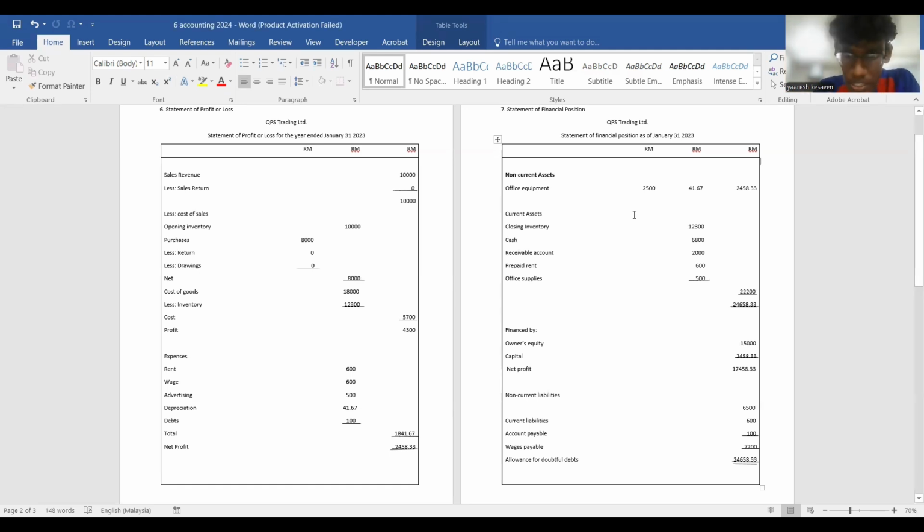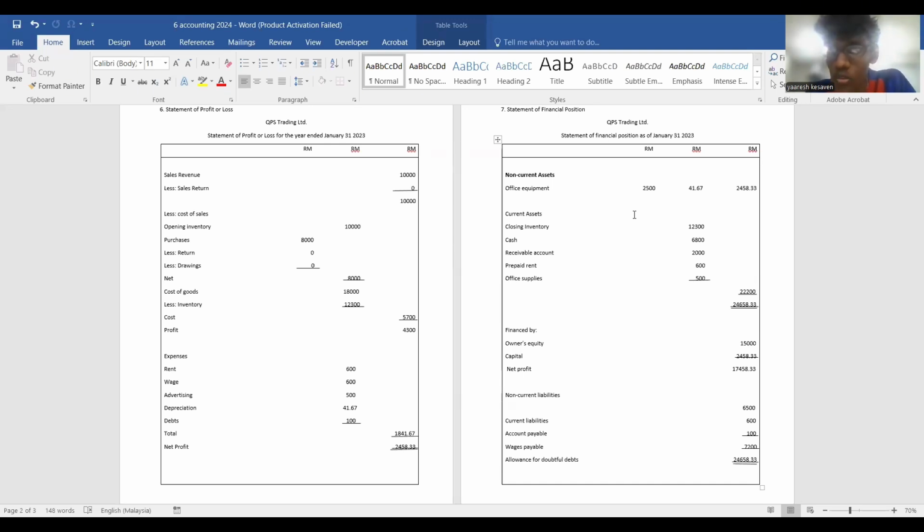So for the current assets, yeah, 1, 2, 3, 4, 5. There are 5 assets, which are closing inventory, cash, receivable account, prepaid rent, and office supplies. So it will be 12,300, 6,800, 2,600, and 500. Totaling it up, we will get an amount of 22,200.